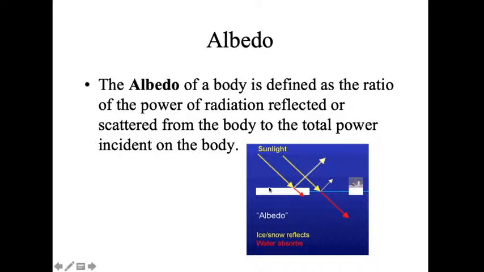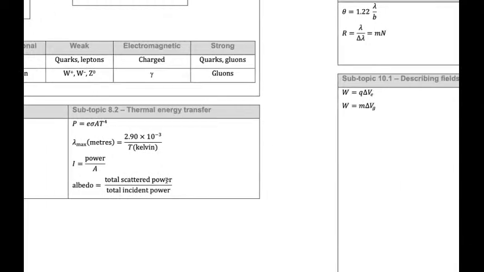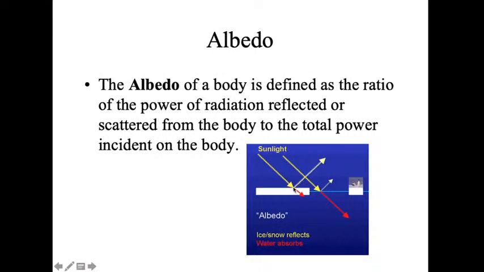So let's look at the snow side here, this white block. We have sunlight coming and hitting it. That would be the total incident power. We're going to have some of it absorbed, some of it reflected. So the total power of the reflected divided by the total power that came in will give you your albedo. Total scattered, which is reflecting off, divided by the total incident. So we're concerned with those two yellow arrows.